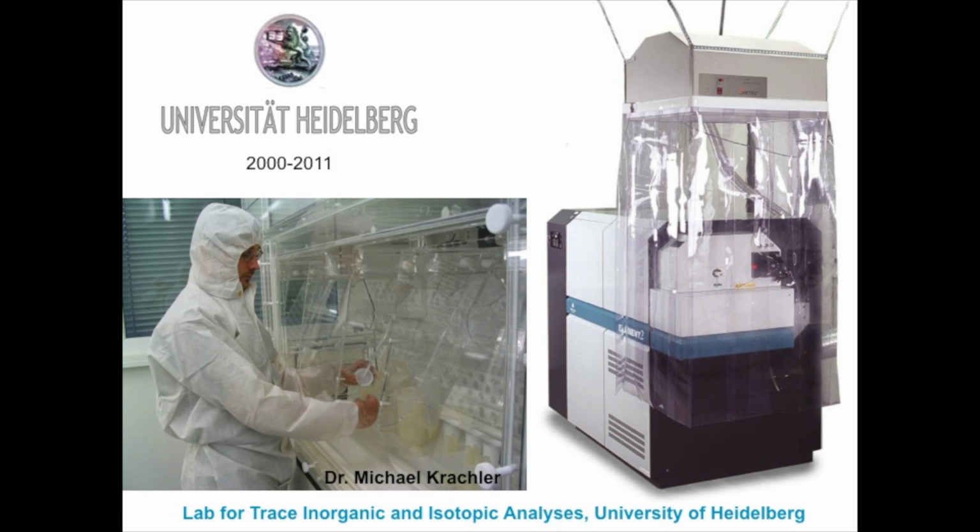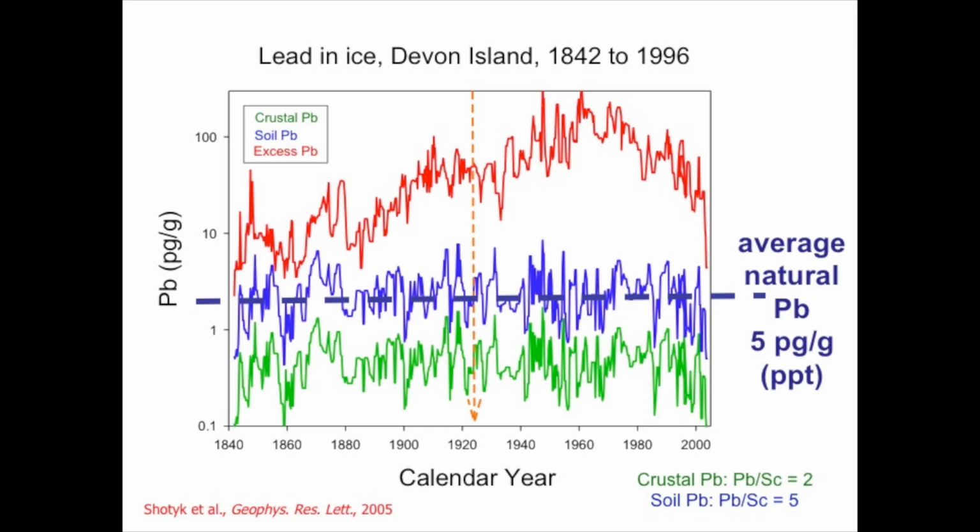And this is the job that I just left at the University of Heidelberg in Germany. This is our clean lab for measuring trace metals. This is our sector field ICP-MS for measuring trace metals. At the lab in Heidelberg, we can measure trace metals at concentrations lower than any other lab in the world. I've moved to the University of Alberta because I have an opportunity to build an even better lab at the University of Alberta. So I was at the University of Heidelberg working on this for approximately 10 years.